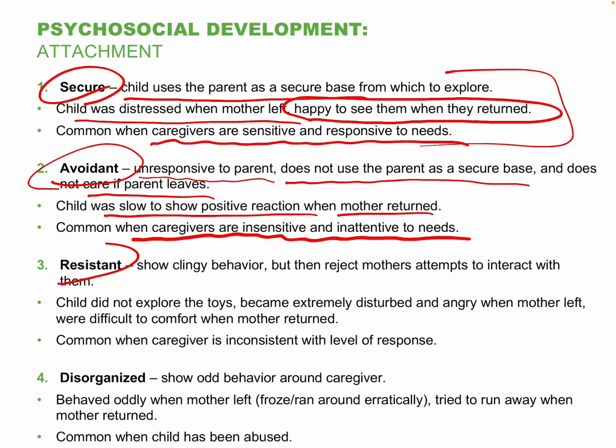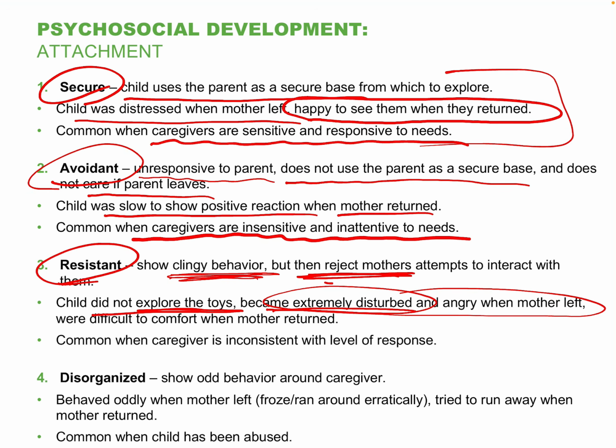Now, resistant attachment is interesting because they're also kind of clingy, but then when mothers try to interact with them, they would reject them and push them away, right? They're not really into exploring the toys in the room. They're more disturbed and angry when mom leaves, but then they're very difficult to comfort when mom comes back. So this is called resistant attachment. Okay, and this is also common when the caregiver is not very consistent with the level of response.